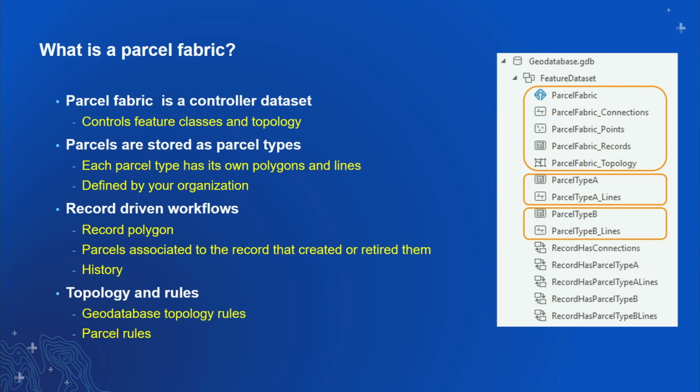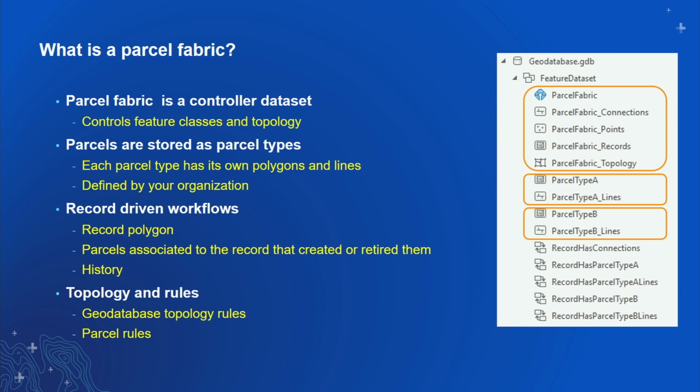So what is a Parcel Fabric in ArcGIS Pro? It is a controller dataset. So when you create a fabric, it creates a controller dataset that controls simple feature classes and a geodatabase topology. So it's just regular feature classes. There's nothing special about them. They haven't been enhanced, but they are controlled by this Parcel Fabric controller dataset.